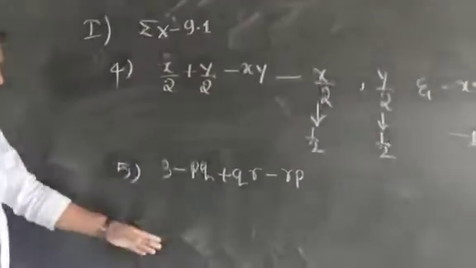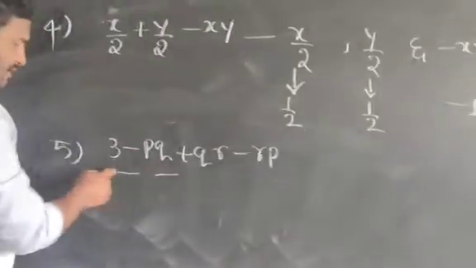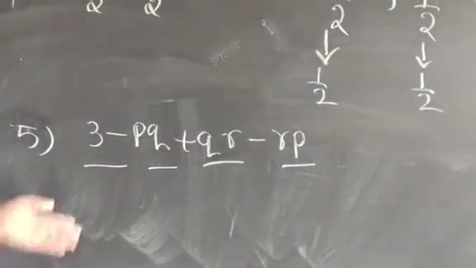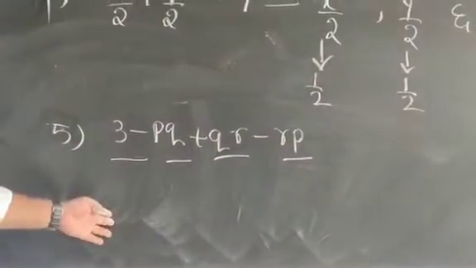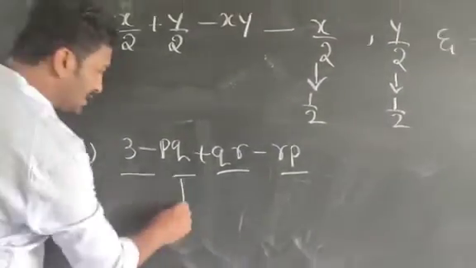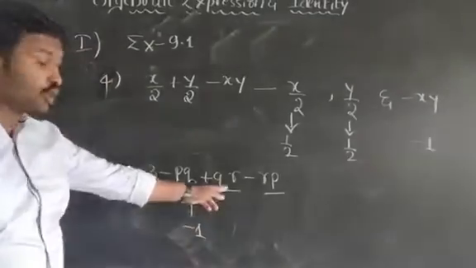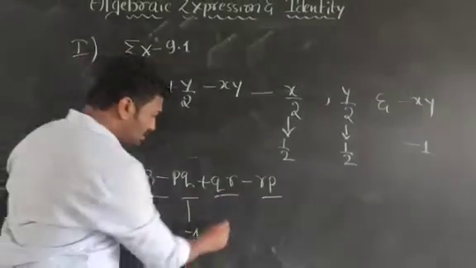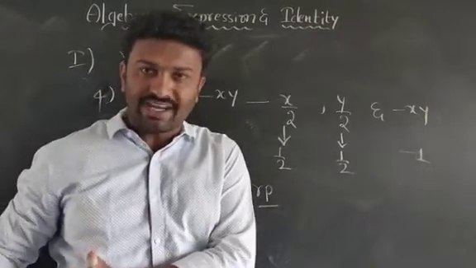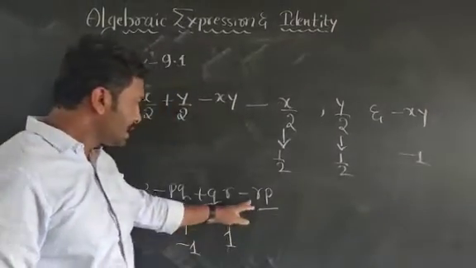And one more here. How many terms are there? 1 term, 2 term, 3, 4. The coefficient of 3 is only 3, right? And the coefficient of minus PQ is minus 1. The coefficient of QR is 1. Before that how much is there? 1 QR, right? Only 1.